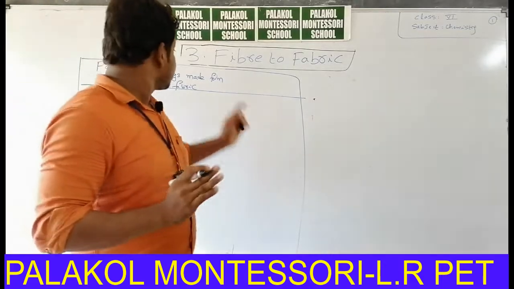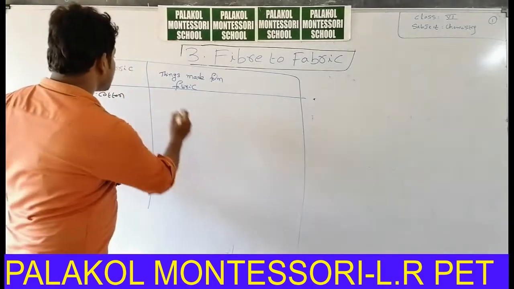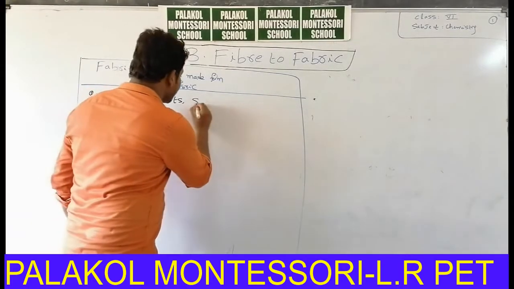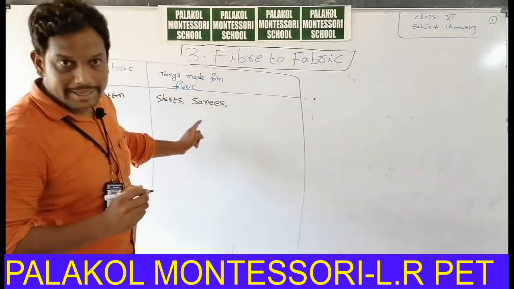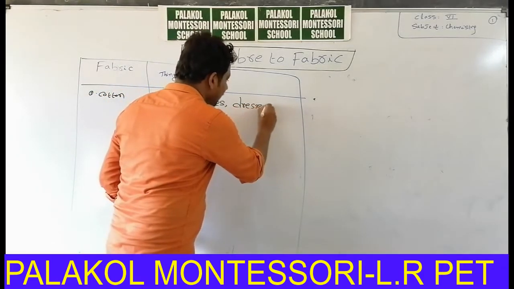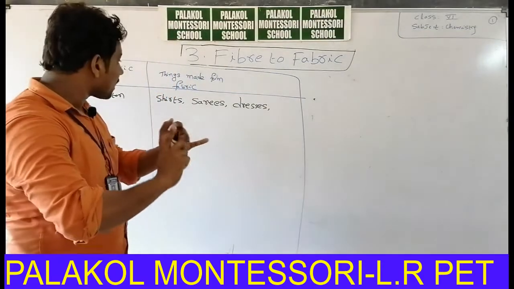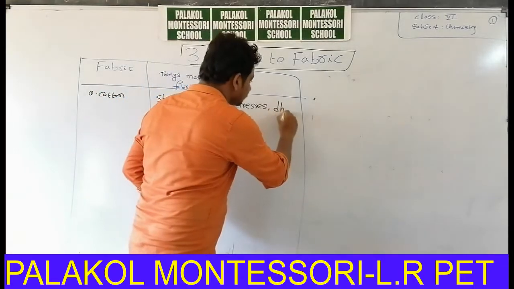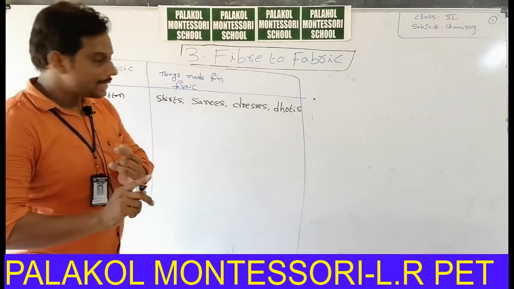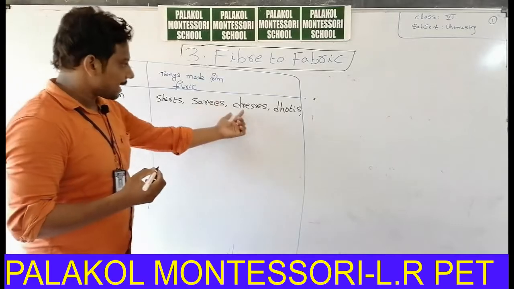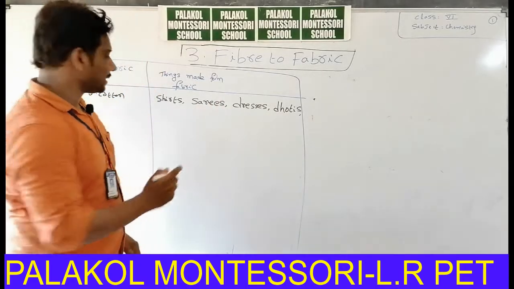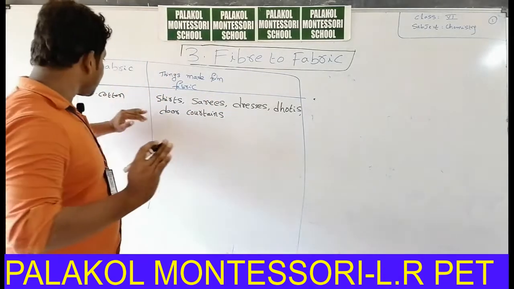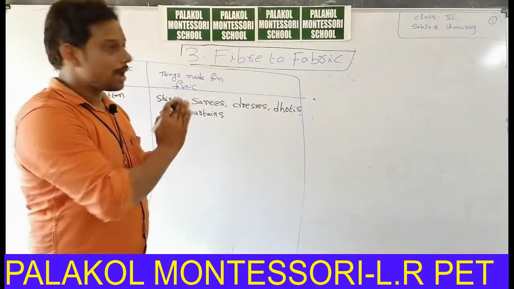With the help of cotton cloth, the things made from cotton fabric are, first one, cotton shirts. Second one, cotton sarees. Third one, dresses. That means things made from cotton fabric are shirts, sarees, dresses, dhotis, and door curtains. These are some things made from cotton for your standard.